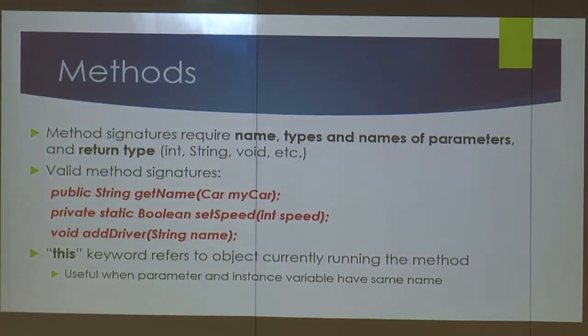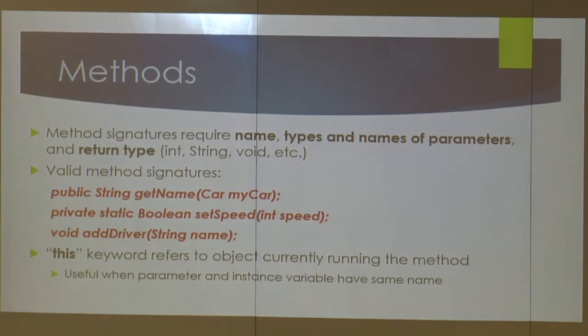So now methods. When we're actually writing methods, the first line is called the method signature. What's actually required in that method signature is the name of the method, the types and names of parameters, and the return type. So here are some valid method signatures in red in the middle. You can see that they can have different access modifiers, which means the public or the private part, but you don't have to list the access modifier. For instance, in the last one where we just said void addDriver, we didn't say public or private, so it's going to default to package private.